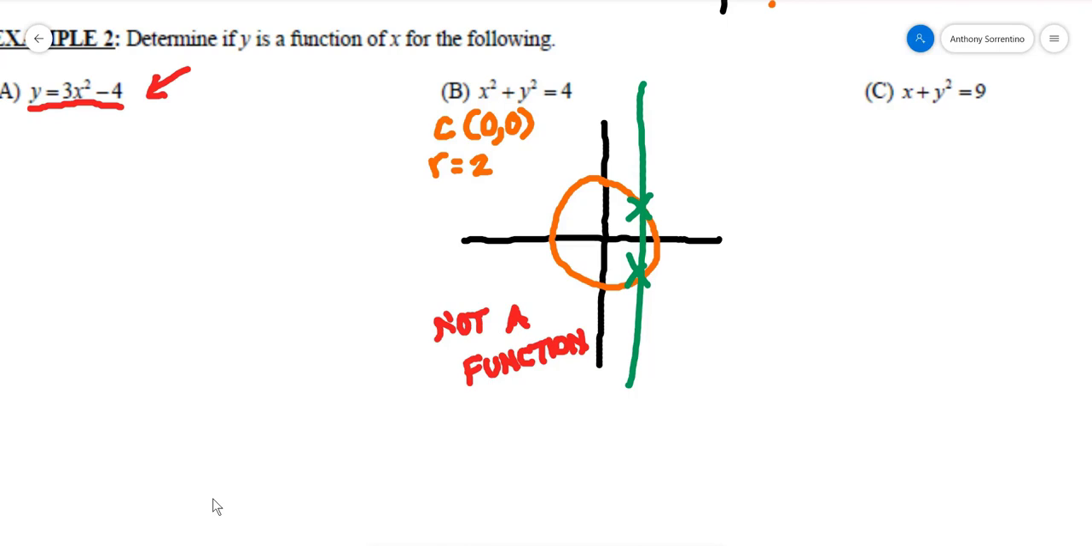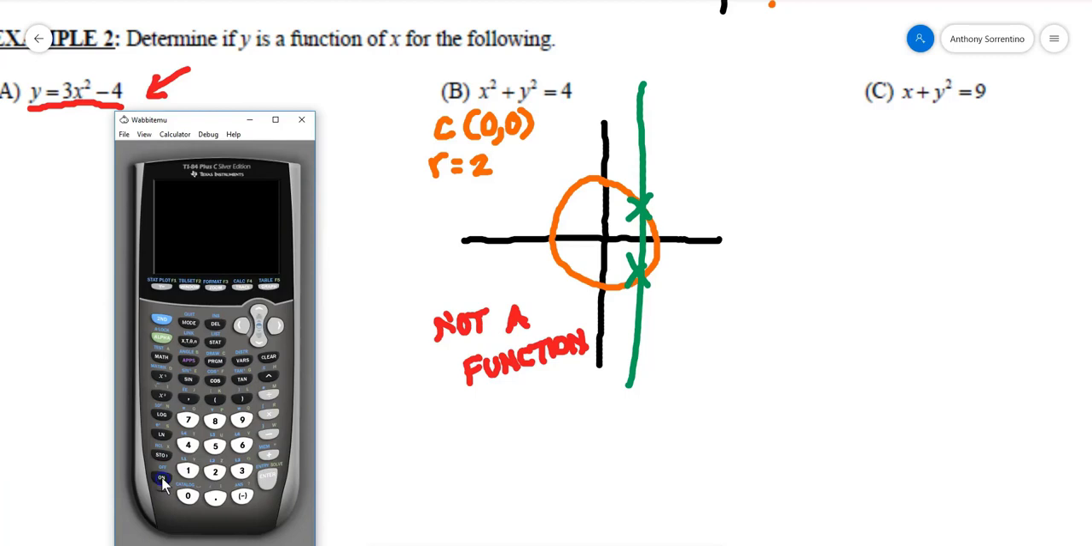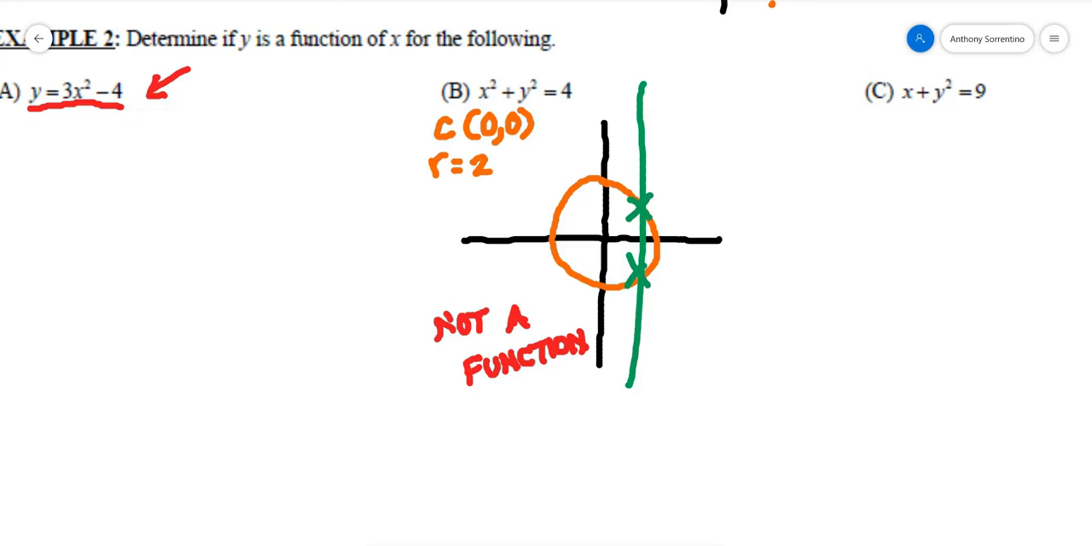So, A, I can graph that, and if I go to my calculator and graph that, pulling up my calculator here, and I graph y equals, the y equals is already there, 3x squared minus 4, and I graph that, I can see that this is what we would call a parabola, and I'll do a quick sketch of it on here. So it looks something along the lines of this.